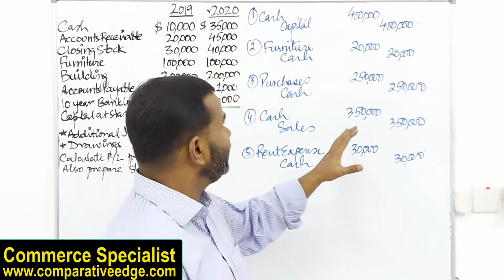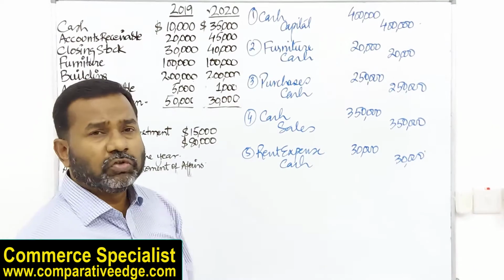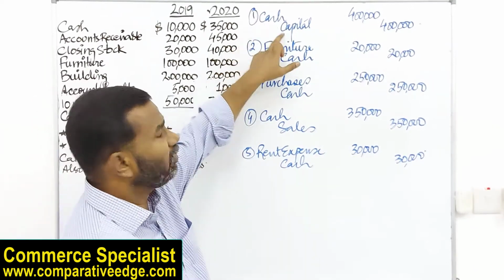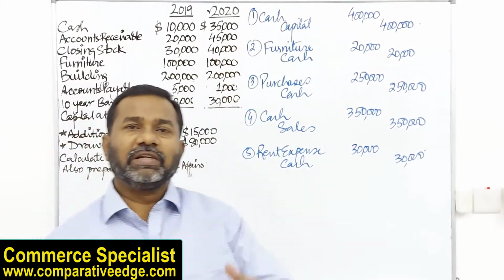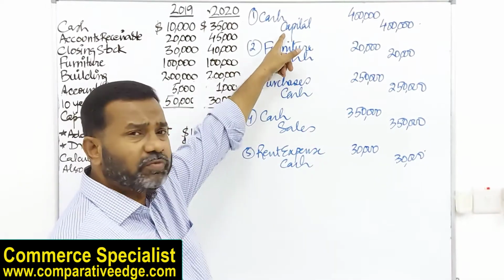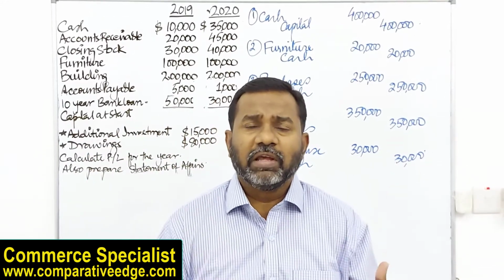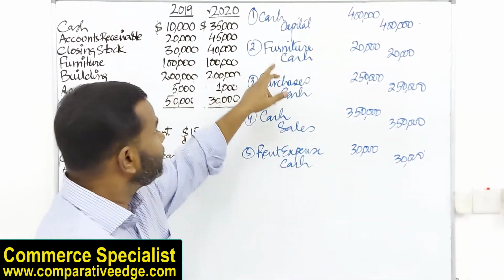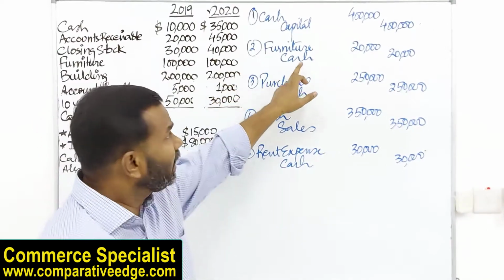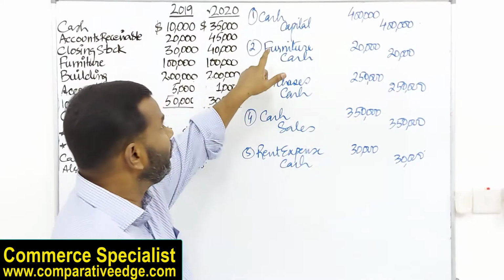What I've done here is these are some transactions recorded on double entry system. If you look at the first one, it says cash debit, capital credit. Debit to cash means increase in asset. Cash is coming in. Why? Because it's an investment. If you look at the second one, furniture debit, cash credit. Cash is going out. Why is it going out? Why asset is decreasing? Because we are buying furniture.